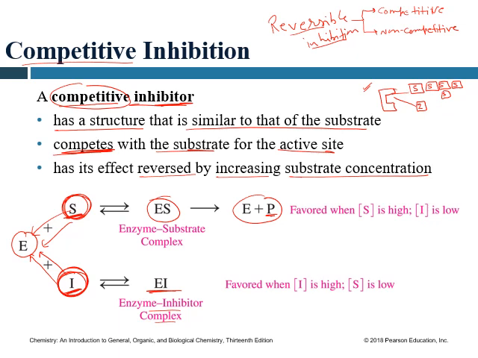Similarly, if you have a high concentration of inhibitor, then there is a high chance the enzyme inhibitor complex can form, and then the enzyme will be dead, right? So by changing the concentration of substrate, we can reverse the effect of inhibition.